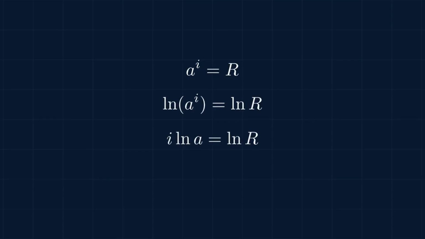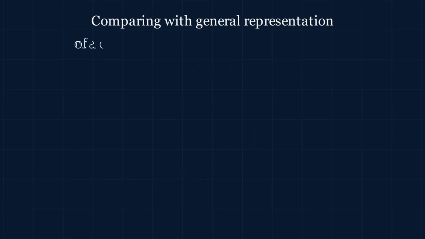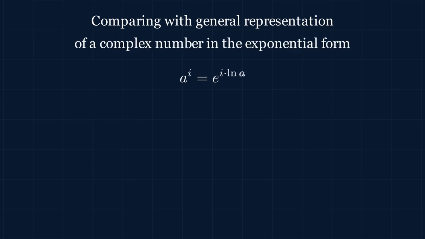Let's suppose we have a positive real number a. Next, we raise it to the power of iota. Let's say it is equal to r. If we take the natural log on both sides and simplify it, we get r equals e to the power iota ln a. Now, if we compare it with the general representation of a complex number in the exponential form, we conclude that it is a complex number with modulus 1 and argument equal to ln a.